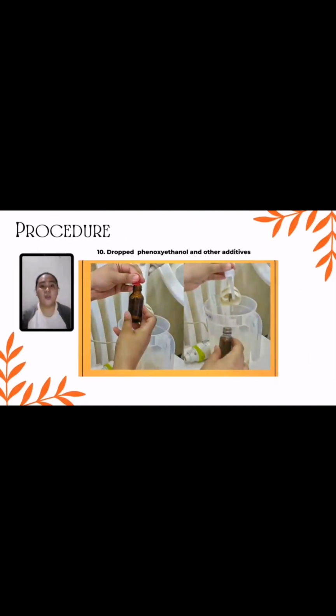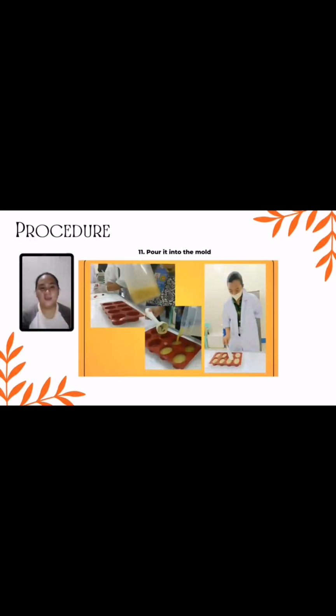Step 10, working quickly, stir, do not blend, in the essential oils or the fragrance oils. Add 1 drop of phenoxyethanol and other additives. We work quickly because the soap hardens fast. Step 11, once your soap reaches about a medium trace, where the liquid is thick, pour it into your molder.